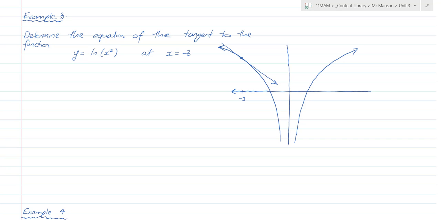But let's do this now. The first thing I need to do is determine dy/dx, which hopefully you'll know is 1 over x squared. If I differentiate log of something, it becomes 1 over that something. But I have to multiply that by d/dx of the inside function, which is x squared. So I'm multiplying by 2x, and that becomes 2x over x squared, which becomes, that's wrong, 2 over x. That's my dy/dx, which means the gradient of the tangent at x equals negative 3 is 2 over negative 3, or negative 2/3.